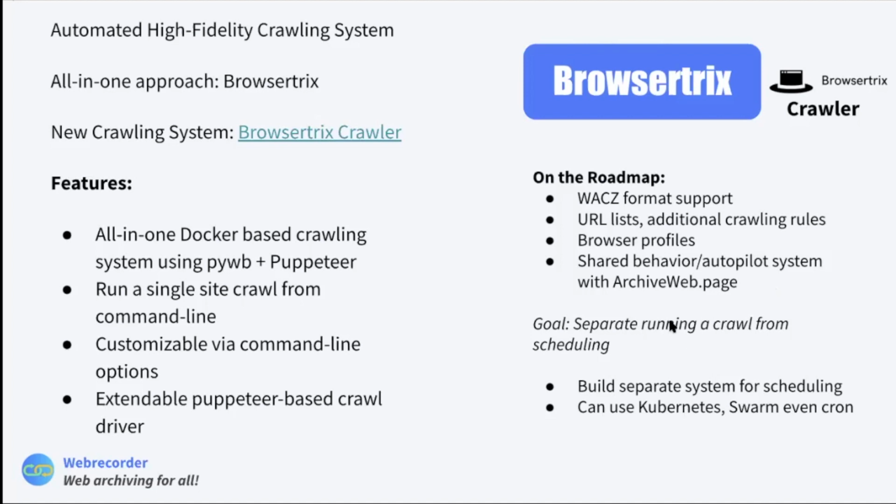So Browsertrix Crawler itself is just a crawling system. It doesn't do any scheduling. It works basically on a single site or a set of URLs, and then separately from that will be a separate scheduling component, which could be as simple as just running a cron job, or it could be as complicated as setting up Kubernetes or Docker Swarm. That's a little bit further out, but that's basically the idea.